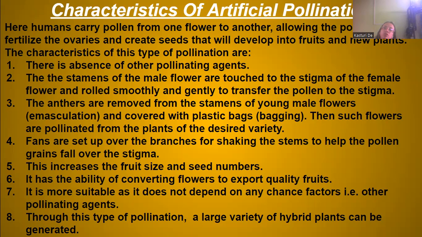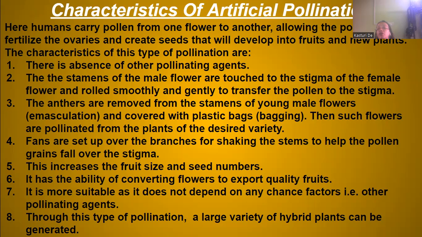They are touched to the stigma and rolled over it so that the pollen grains are transferred. The anthers are removed from the stamen of one young flower, which is emasculation, so that self-pollination is avoided, and the flowers are covered with plastic bags so that self-pollination cannot happen. Then such flowers are pollinated for plants of the desired variety. Fans are set up over the branches to shake the stem so that the pollen grains fly over the stigma. This increases the fruit size and the seed numbers.